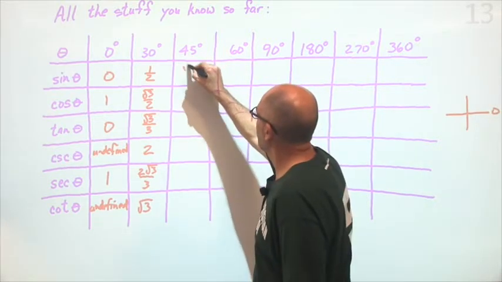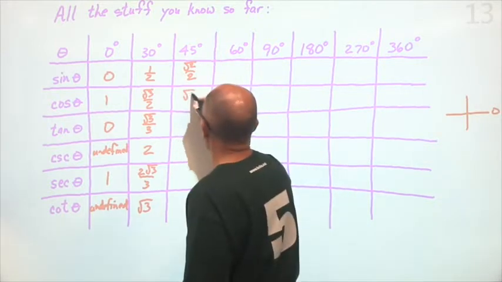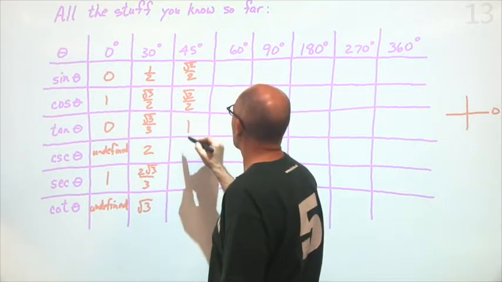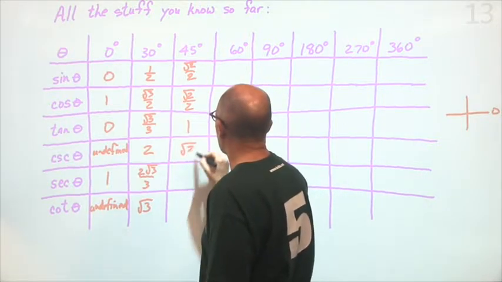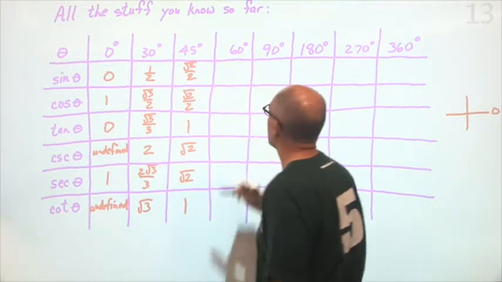Sine of 45, square root of 2 over 2. Cosine of 45, same thing. Tangent of 45, 1. Cosecant of 45. Secant of 45, cotangent of 45.